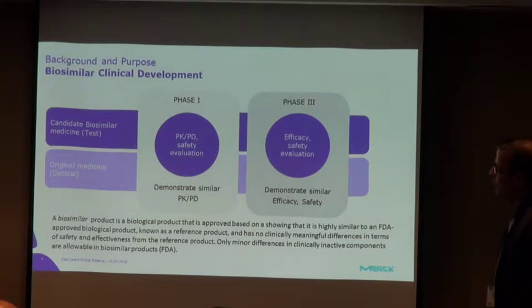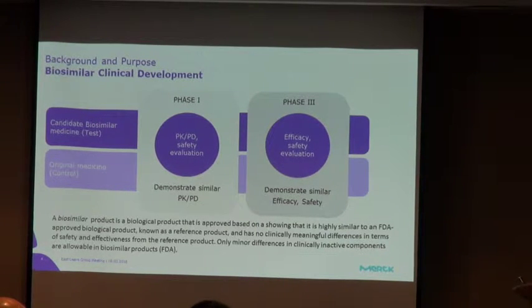So background around biosimilars development for those who are not familiar. Essentially, you have a candidate biosimilar that you want to evaluate compared to an original medicine. And essentially, your development is in 2 steps. You have your phase 1, mainly in terms of PK/PD, that is to demonstrate similarity in the PK/PD profile of the biosimilar. And then if you manage to demonstrate similarity, you move to a phase 3 where it's more about efficacy and further safety evaluation.